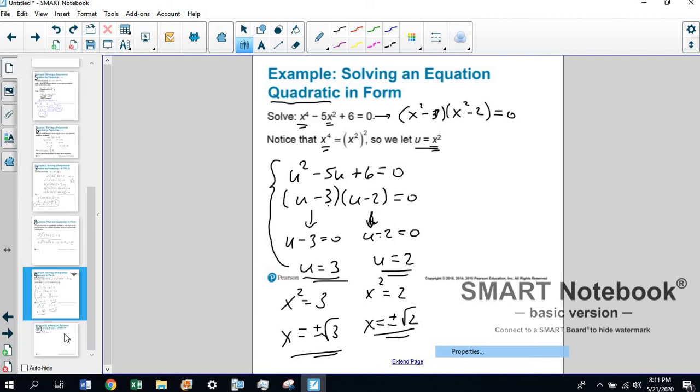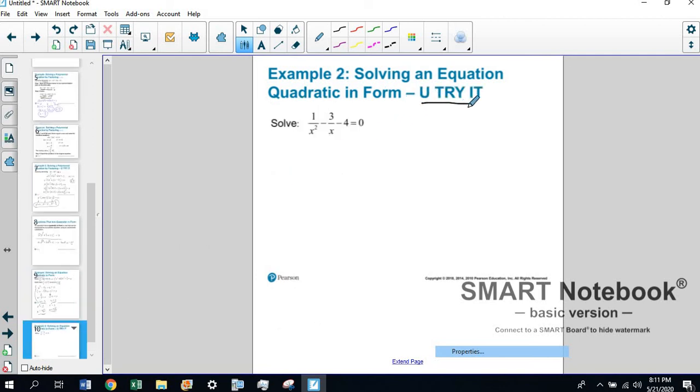Okay, so like last time, here's a second example, but you're going to try it this time. I'm going to give you a couple of hints though. One hint is that 1 over x squared is the same thing as 1 over x all squared. And 3 over x is the same as 3 times 1 over x. So I'm kind of giving you a hint here as to what your u might be in order to make this work. All right, so again, pause the video at this point. You've got the previous example written down, hopefully. And if not, you can go back a little bit, but pause the video at this point and try this problem. And I'll be back with you in a minute.